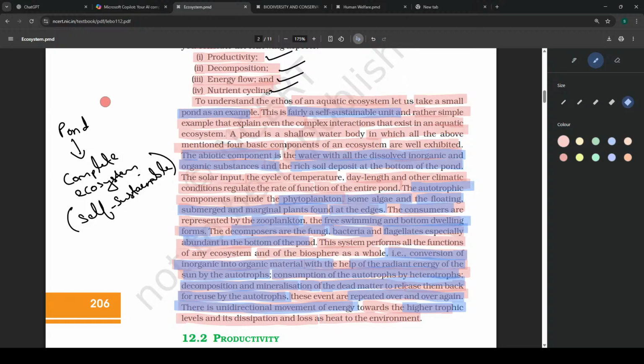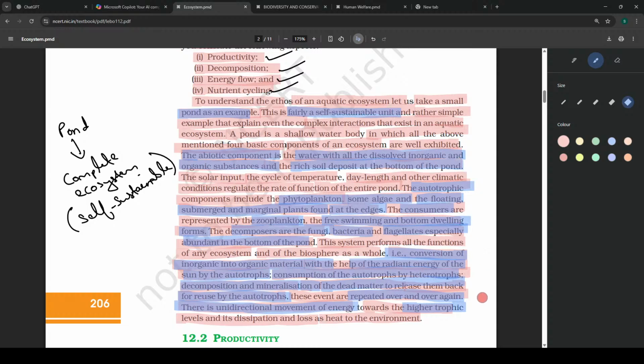This is a cycle. Where do autotrophs get all the inorganic matter? From the dead and decaying matter, which is decomposed by the detritivores or basically decomposers. And where do the consumers get their food from? They get it from the autotrophs. Then where do decomposers get their food from? They get their food from dead matter, that is basically the remnants of either autotrophs or heterotrophs. And the cycle goes on. And the main source of energy is the sun. Nothing more important here.